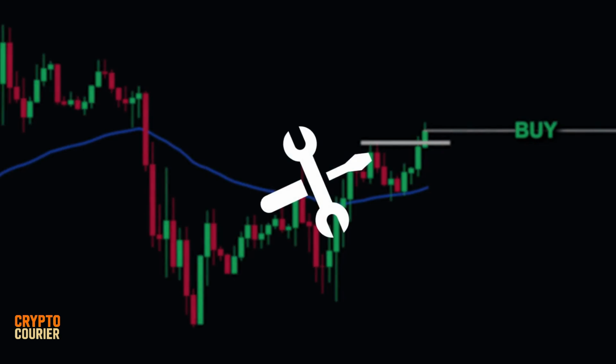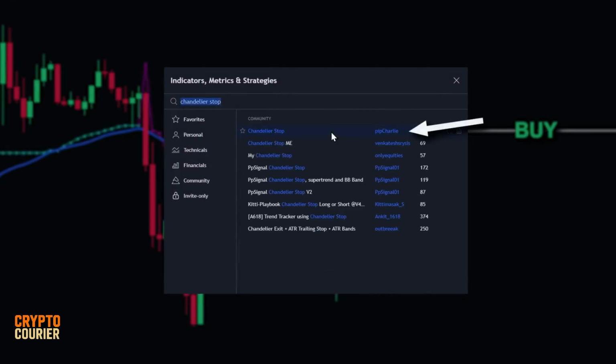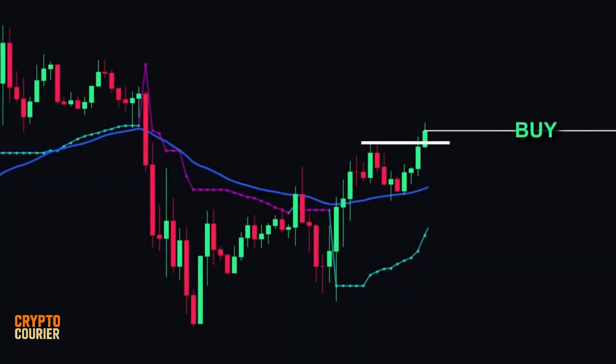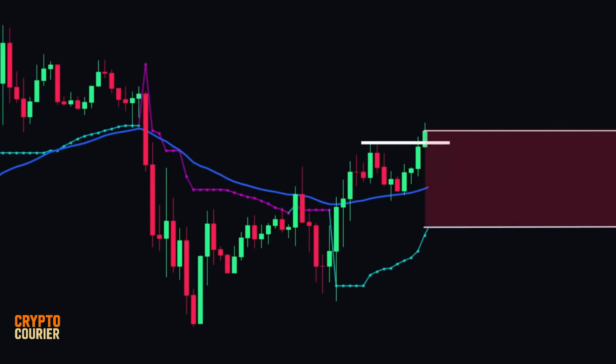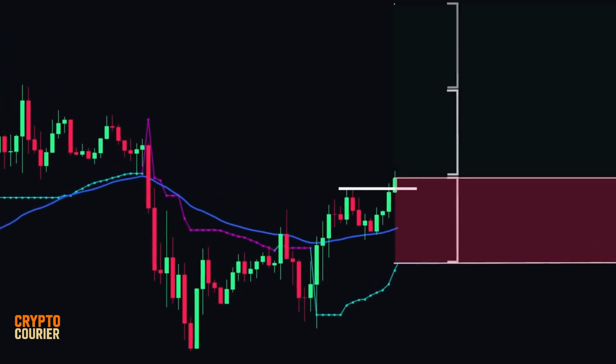So on TradingView, go to Indicators again and type Chandelier Stop and click the one right here by Pip Charlie. Once it is applied, we place the stop loss of our entry at the Chandelier Stop. In this example, that will be right here. We then set a take profit target at double the stop loss, which is right here.